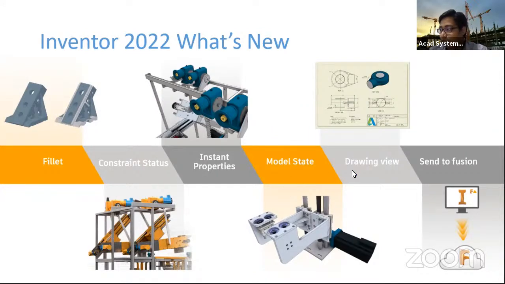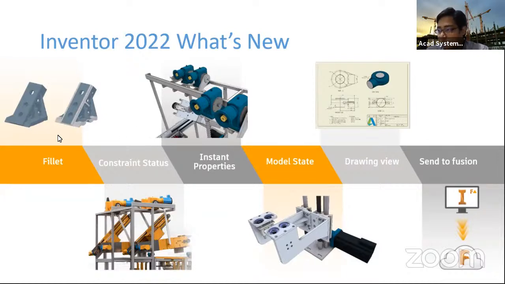Then we have the drawing view, which will add automation features from the part files directly into the drawing view. And lastly, there is a new button that has been added inside of Inventor that will allow you to easily send your part files into the Fusion system.